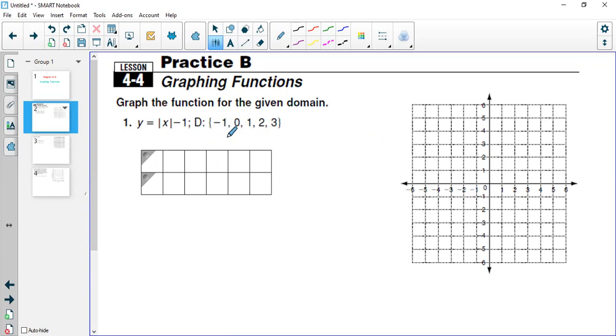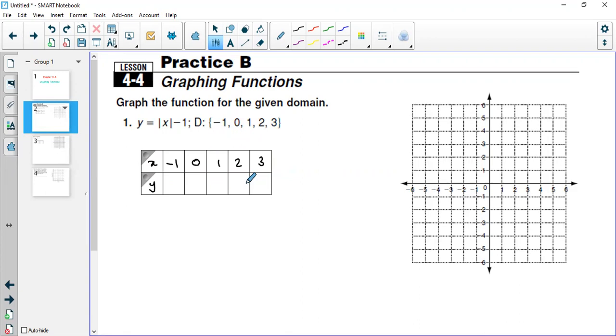Sometimes they give us the domain, sometimes they don't. When they don't, we need to choose our own values for the domain. So let's write a table like this. It's called a function table. We write the values of x first, and then we write the values of y, right? Here they have given us -1, 0, 1, 2, and 3. So they have given us 5 values for the domain.